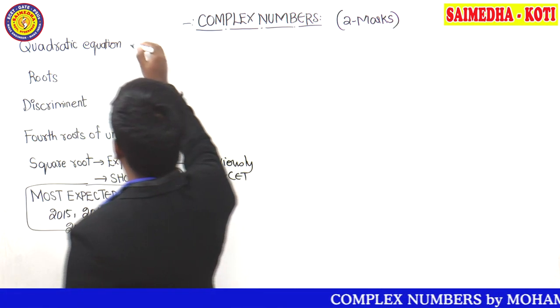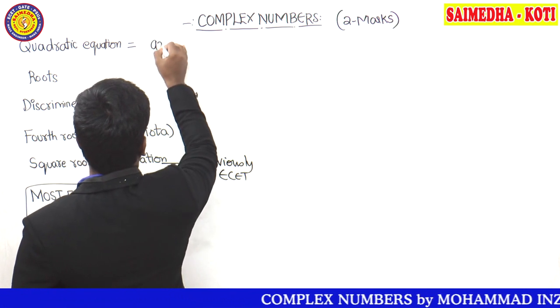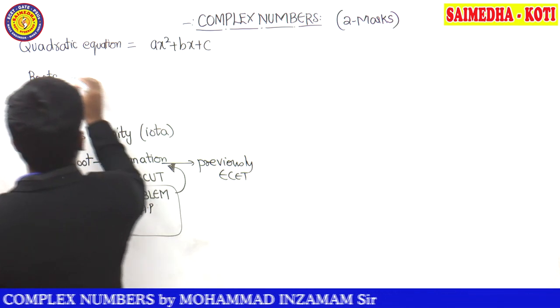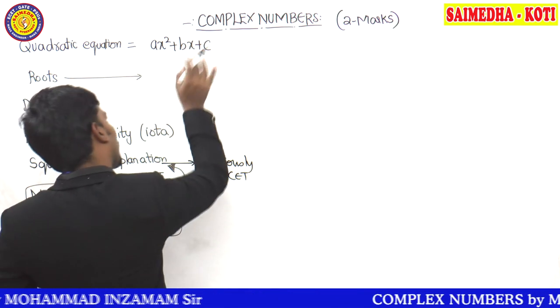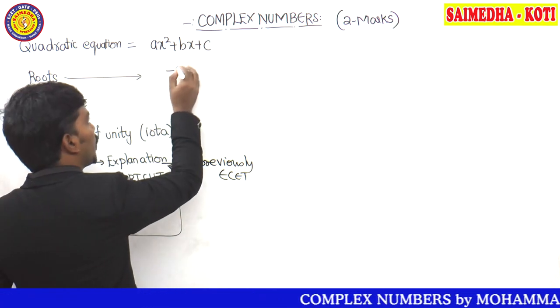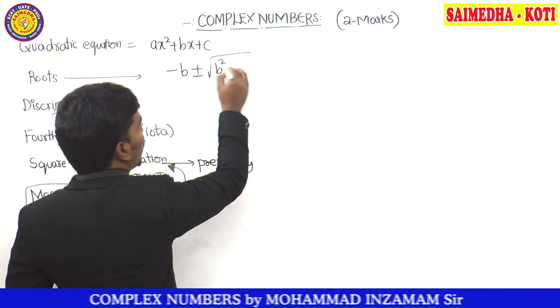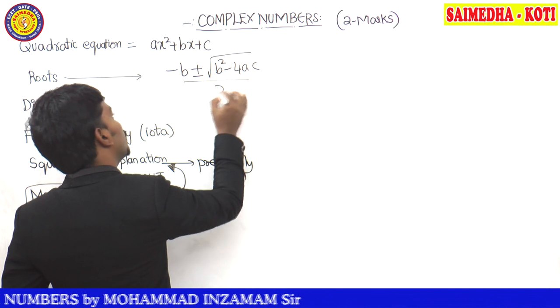Guys, what is the meaning of a quadratic equation? Basically the quadratic equation is represented by the equation ax square plus bx plus c. If you want to write the roots of this equation, guys, what is the formula we are going to take? Minus b plus or minus root of b square minus 4ac, divided by 2a.